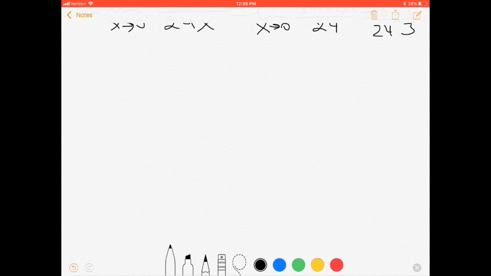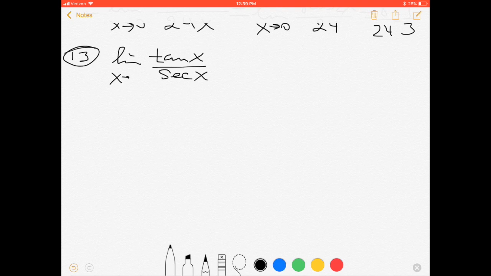Solving one more example. Here, this is question number 13, and they ask us to use L'Hopital's rule or a trigonometric identity to find the limit. Use two methods. Okay, number 13. Here we have the limit of tangent x over secant x as x approaches pi over 2.